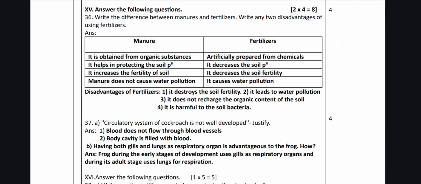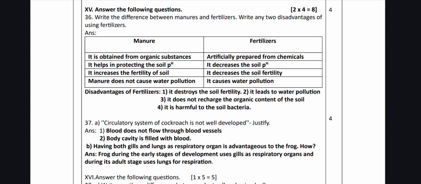So write the difference between manures and fertilizers. So write any two disadvantages of using fertilizers. So manure is obtained from organic substances. So what do you mean by organic substances? Dried leaves, cow dung, the kitchen waste, the plant waste, animal waste, and all these things. So these make up the organic substances. From these organic substances, we get the manure.